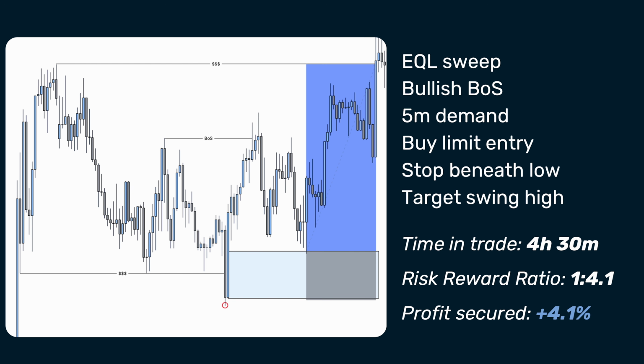And of course, we want to put a big focus on maintaining a positive risk to reward ratio to make sure that we are winning more than we are losing over the long term. So that needs to be tracked as well.